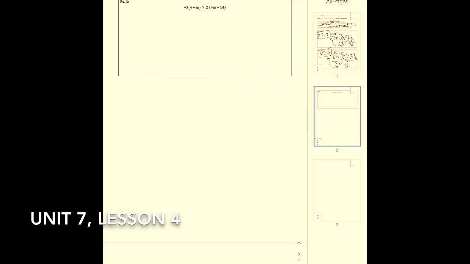Okay, so my last problem is example 3. I have a little distributive property problem to work first before I can begin simplification. So when I multiply negative 3 times 4, I get negative 12. Negative 3 times m gives me positive 3m is greater than or equal to 8m minus 28. So I'm going to subtract 3m from both sides, which leaves me with negative 12 on the left is greater than or equal to 5m minus 28.